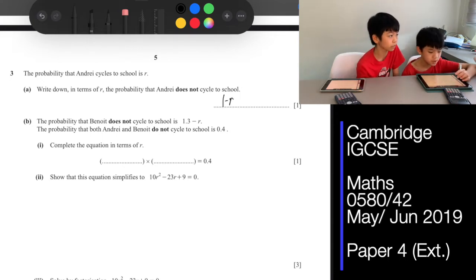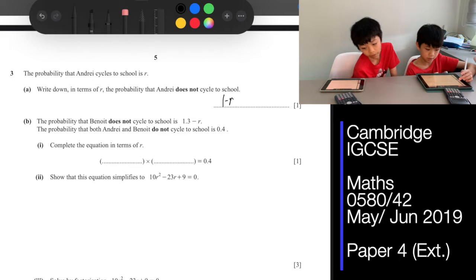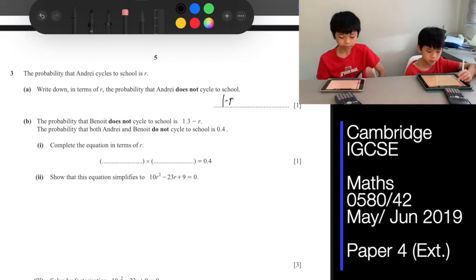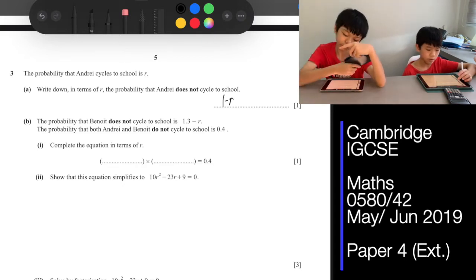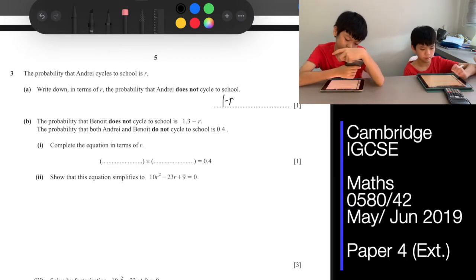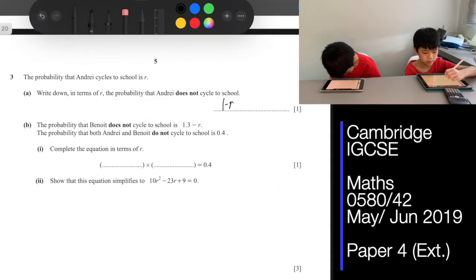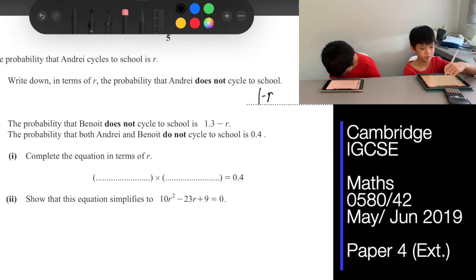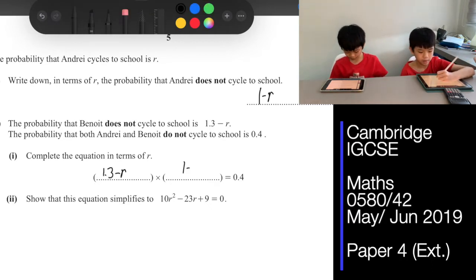For question 3b, the probability that Benoit, another person, does not cycle to school is 1.3 minus r. The probability that both do not cycle to school is 0.4. We need to complete the equation in terms of r. So first, we can put the equations either side. I'll just put 1.3 minus r here and 1 minus r.